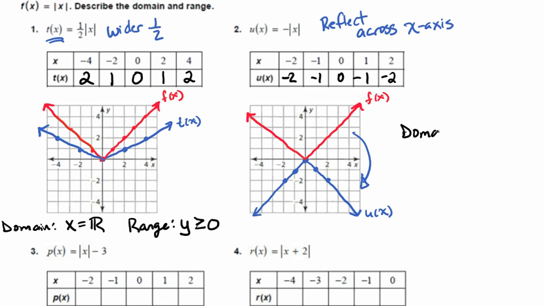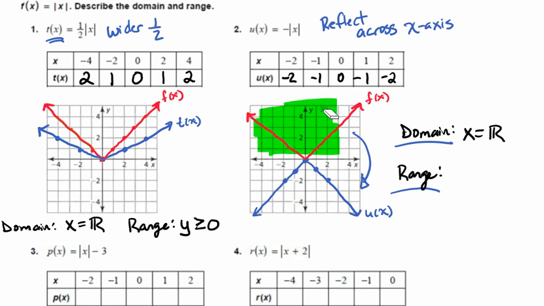Now, when we find our domain and our range, we are only looking for the domain and the range of our u of x. So here when we look at what can x be, we see that it keeps growing and it keeps growing. So that tells us that x can be any number it wants to be. So all real numbers. That's what that double barred R means, all real numbers. But our range, take a look at this. There's no blue up here, right? All of the blue lies below our x-axis. So that tells us that our y has to be less than or equal to 0.